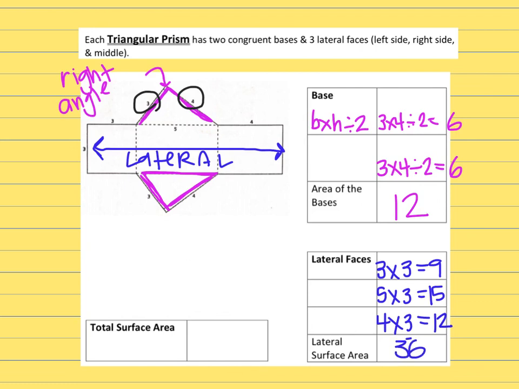And again, now that I want to find the total space, I want all the pieces. I want the lateral part, and I want the top and the bottom. I'm going to add those up to get the final answer, which would be 12 plus 36, and that equals 48. And this one doesn't have a label on there, so I'm just going to put units and then squared.